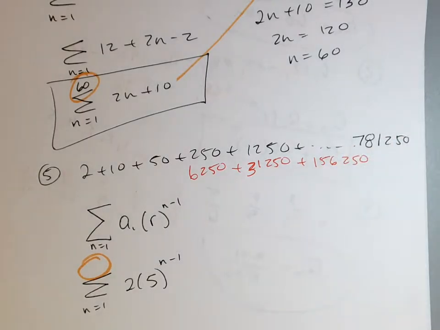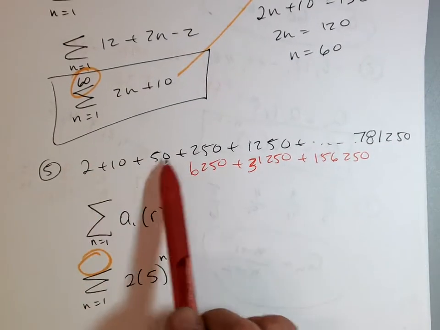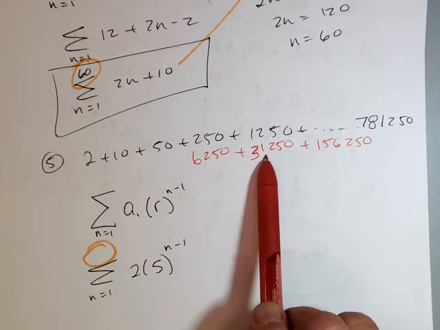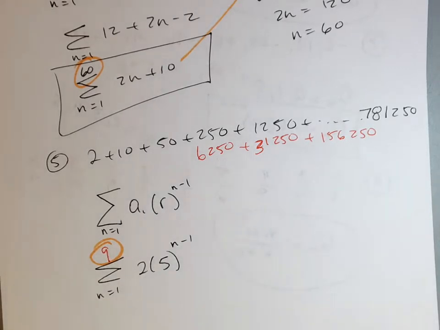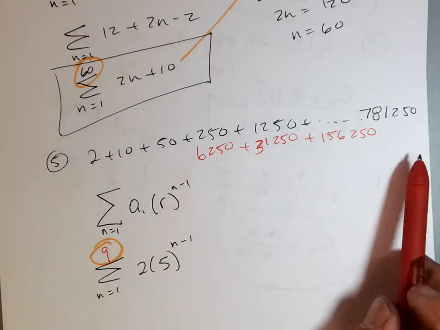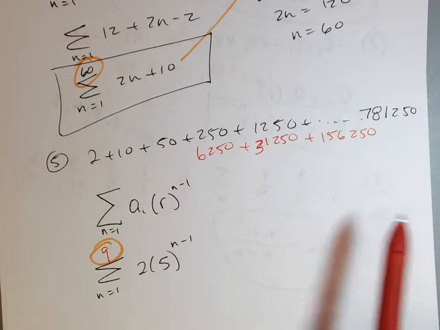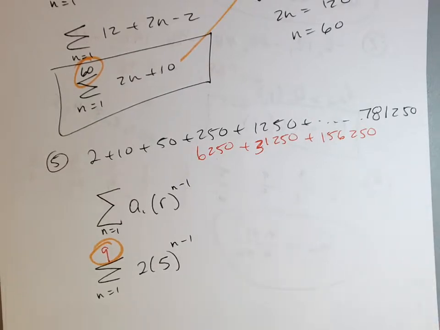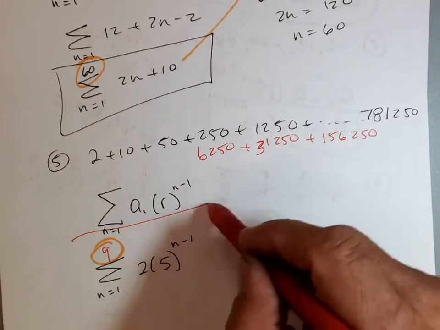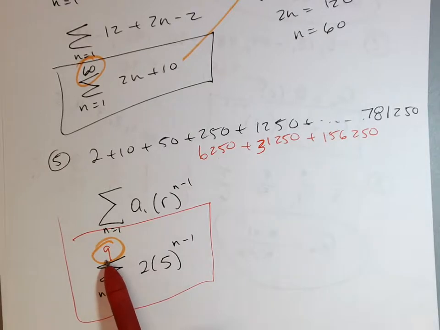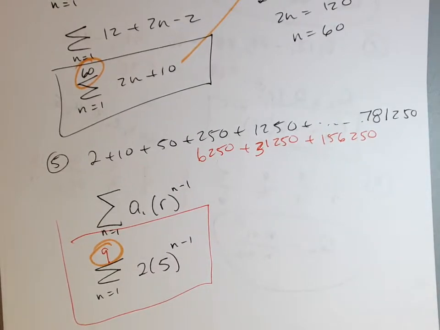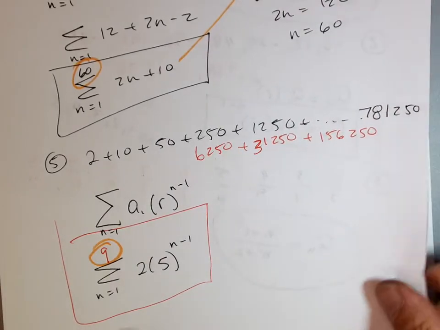How many terms are there? 1, 2, 3, 4, 5, 6, 7, 8, 9 terms. Well, how did you get that? We were multiplying by 5. Yeah, but where did the 5 come from? How did I get the 9? There are 9 terms, aren't there? Yes.